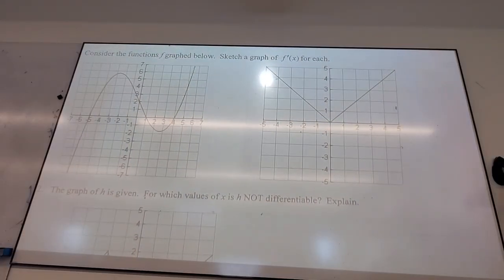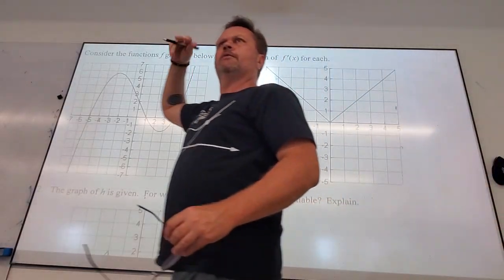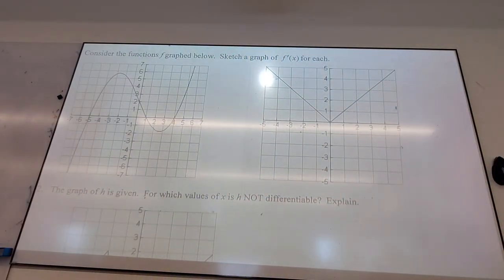Let's do this one first. What is this the graph of? Does anyone know by any chance? Absolute value. Because it says you're not allowed to go negative, so this makes a hard turn, right?